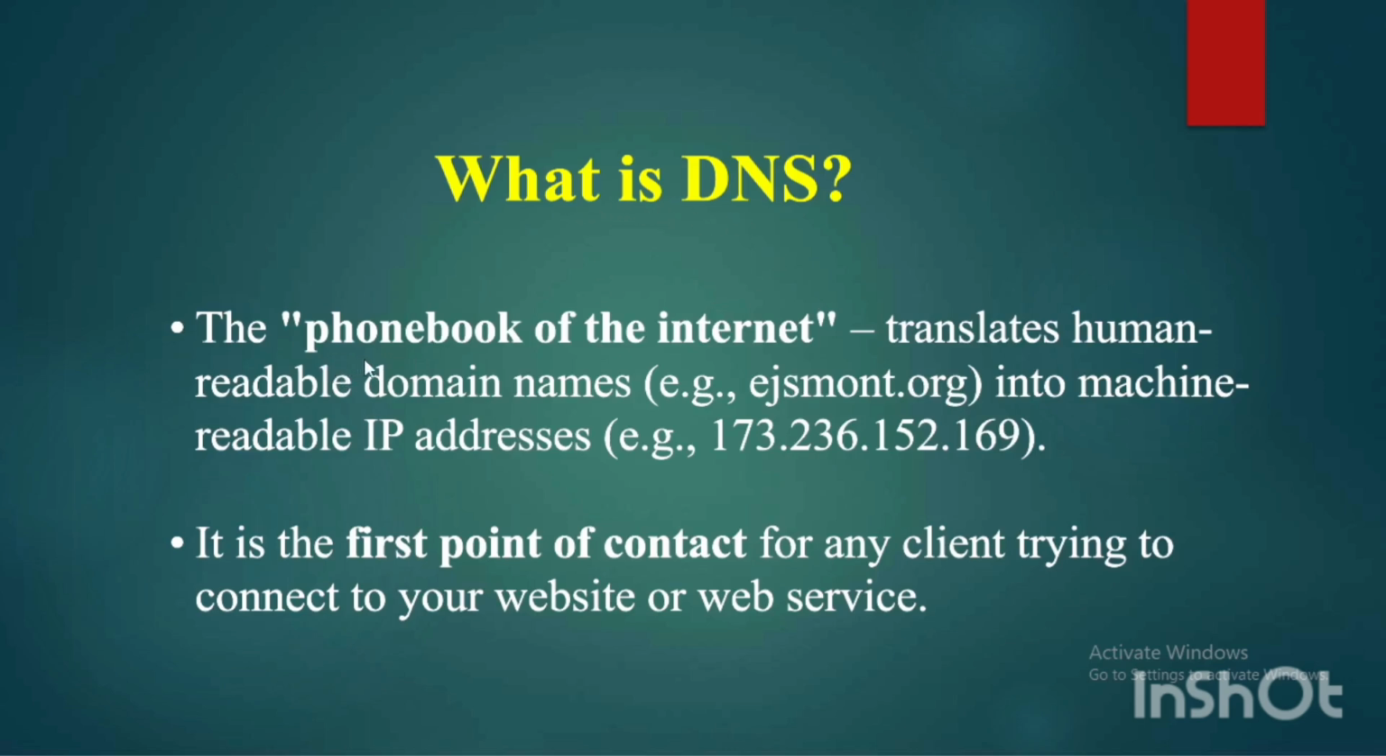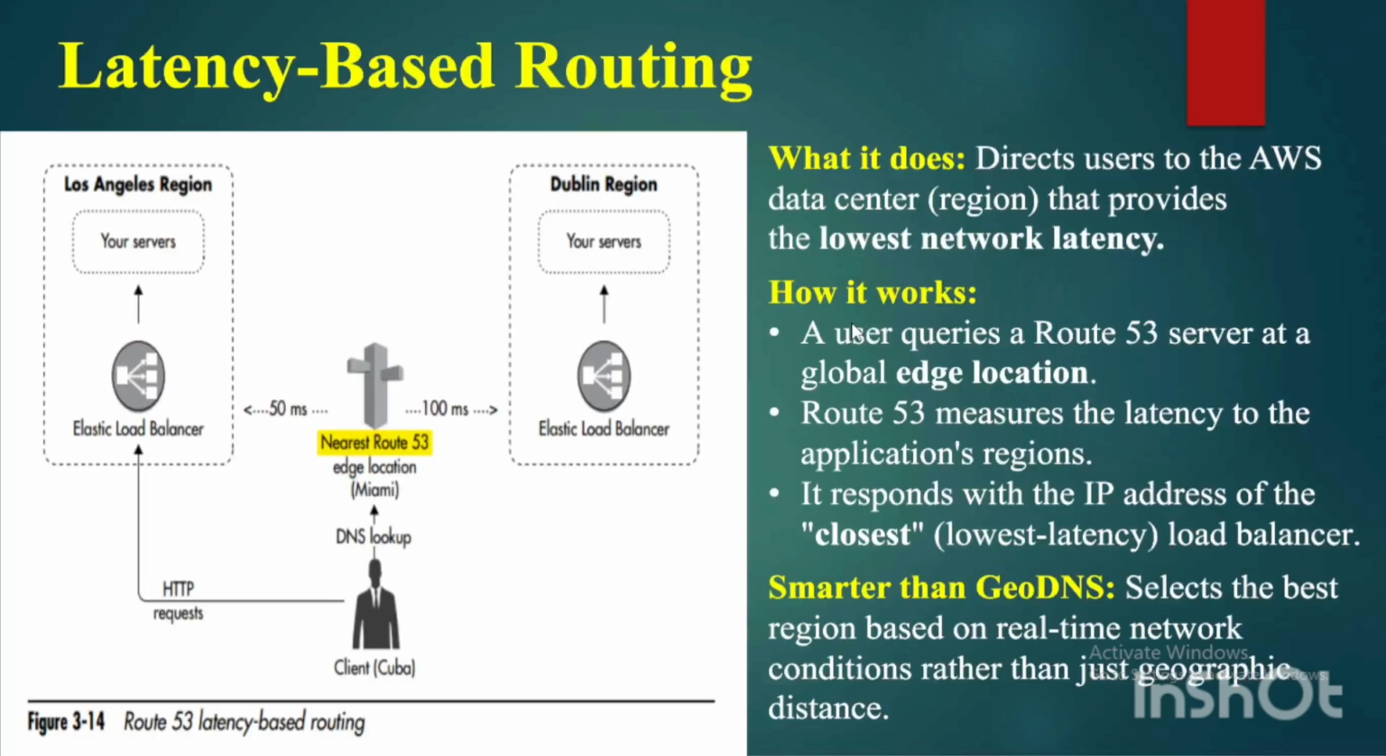Now, in the third slide, what is DNS? Let's start with the Domain Name System, DNS, often called the phone book of the internet. Its job is to translate the human-readable domain name into a machine-readable IP address. This is called the first point of contact whenever a client tries to reach your website or web service. Without DNS, what would happen? Users would have to remember long strings of numbers instead of a simple name. Then, in the next slide, latency-based routing.